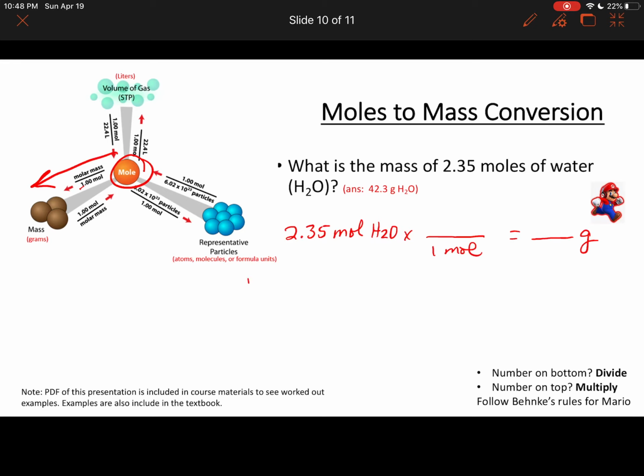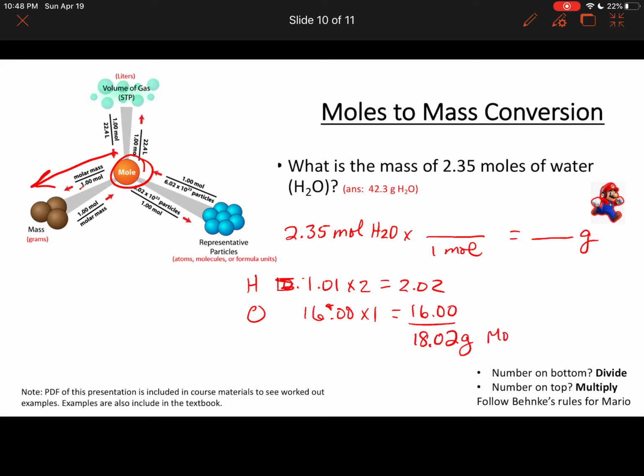Now, hydrogen on the periodic table has a mass of 1.01, and there are 2 of them, so it's 2.02. Oxygen has a mass of 16.00. And there's only 1, which is that. So this is the molar mass of water. So we have 18.02 grams.